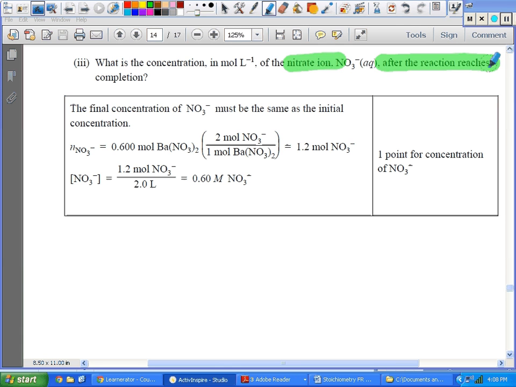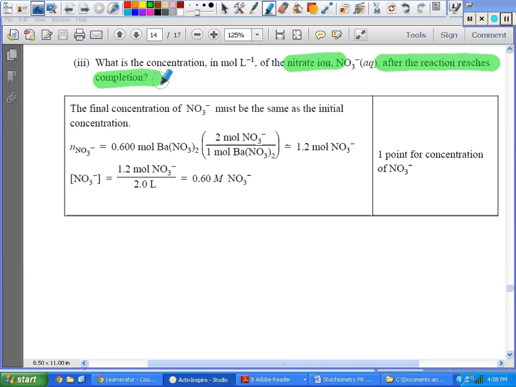Okay? Please notice the final concentration of nitrate must be the same as the... Why? Equilibrium. Kind of. You can't have anything in the products that wasn't there in the reactants. Conservation of mass. What you start with, you must end with. What you start with, you must end with. You agree with that? All right. So again, that's a new kind of thing. You're like, oh, I get that now. So the final must be equal to the very end.